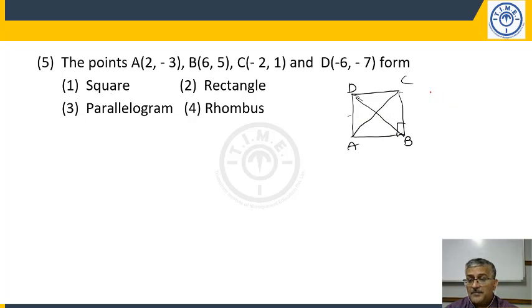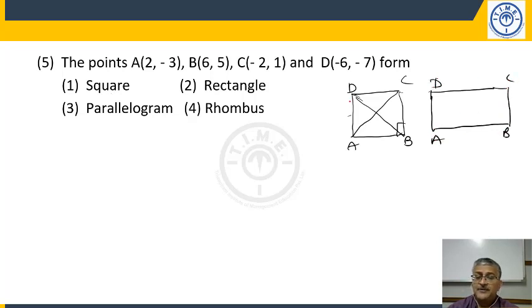Rectangle means opposite sides are equal. That is, AB is equal to CD and BC is equal to AD. And in a parallelogram, also opposite sides are equal. But what is the difference between the parallelogram and the rectangle? In the rectangle, adjacent sides are perpendicular. In the parallelogram, adjacent sides are not perpendicular.